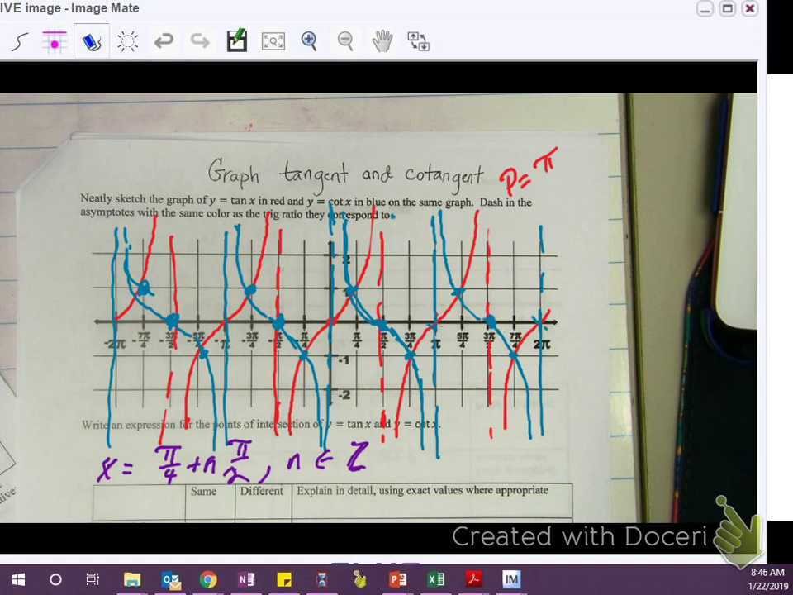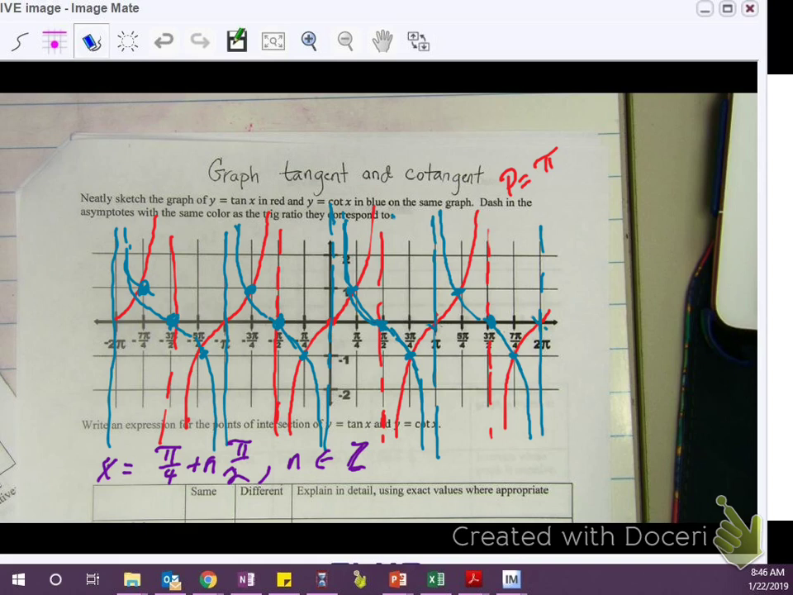Is that right? Do I have it right, Alavi? I don't know. Yeah, I guess so. Because they're pi over 2 units apart, so I'm multiplying by n, pi over 2 units to get them to repeat. And then they start at pi over 4.